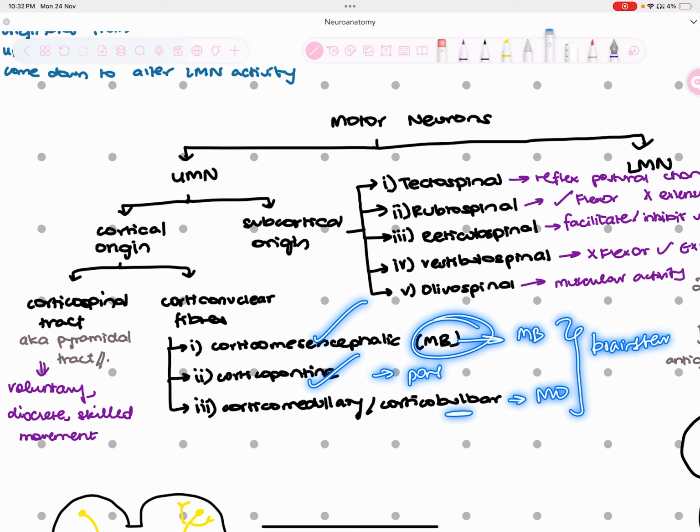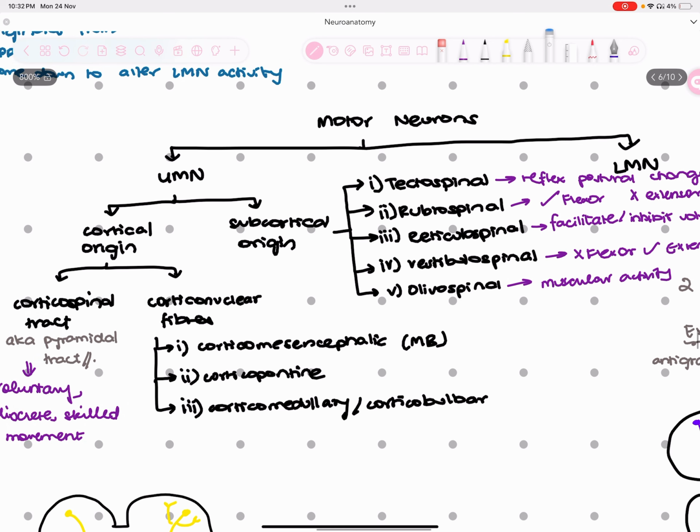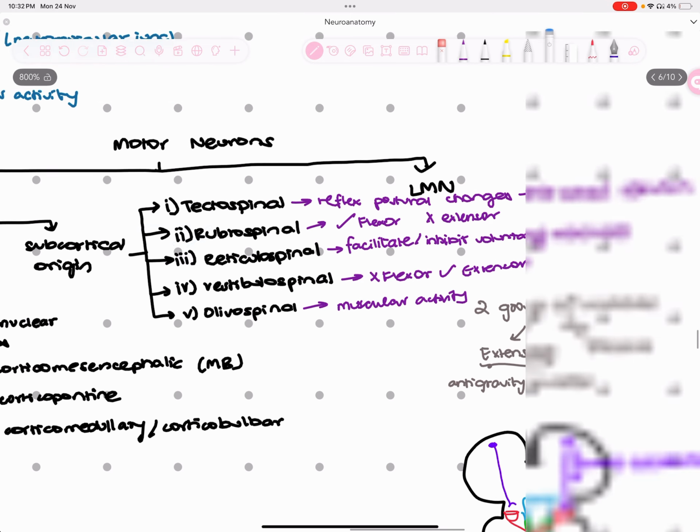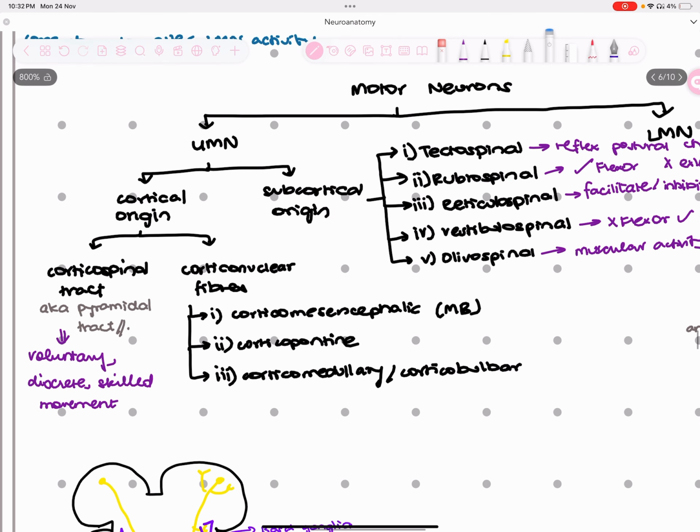So if it terminates at the brainstem, the upper motor neurons, it's going to be corticonuclear fibers. If it terminates at the spinal cord, it will be corticospinal tract. Now, subcortical origin can also be there for upper motor neuron. It could be tectospinal, rubrospinal in origin. So these all are descending tracts: tectospinal, rubrospinal, reticulospinal, vestibulospinal, and olivospinal. Tectospinal, rubro, reticulo, vestibulo, and olivo. Now let me explain all their functions quickly and then we'll move forward.